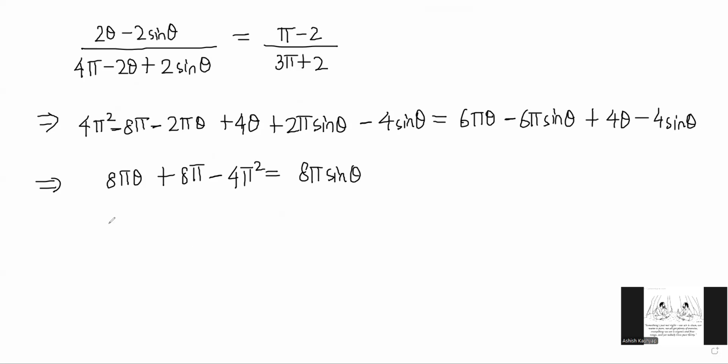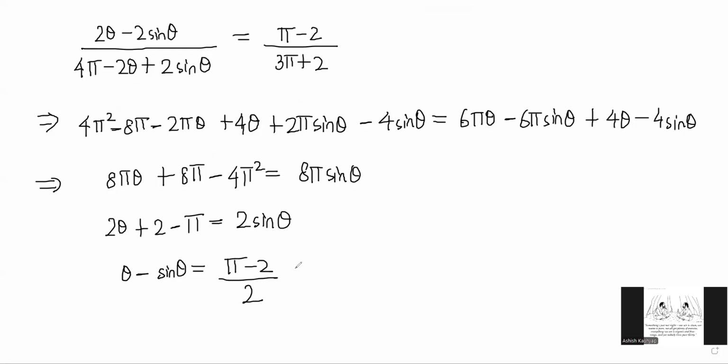So here, cancelling the 4 factors, you get 2 theta, also cancelling pi. 2 theta plus 2 minus pi is equal to 2 sine theta. So we are getting theta minus sine theta is equal to (pi minus 2) by 2, right? So that is equal to pi by 2 minus 1, right? So we are getting theta minus sine theta is equal to pi by 2 minus 1.